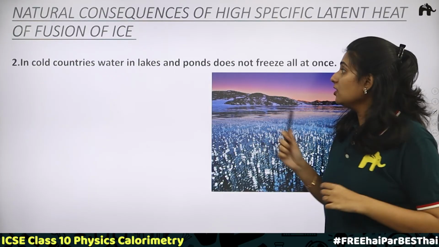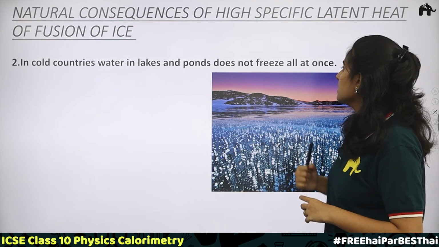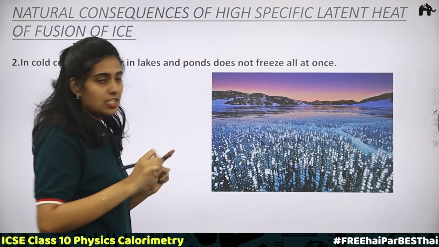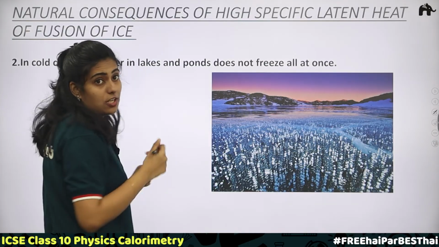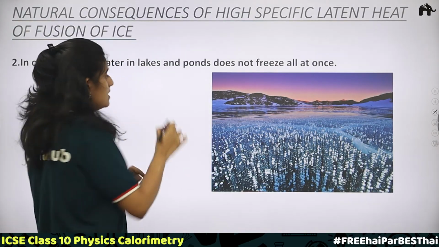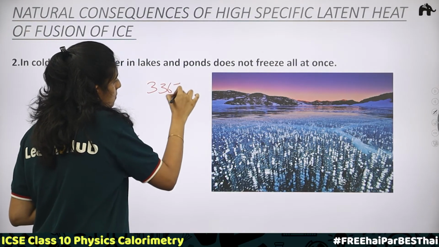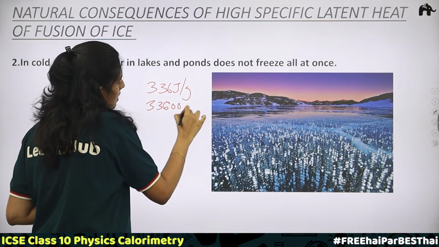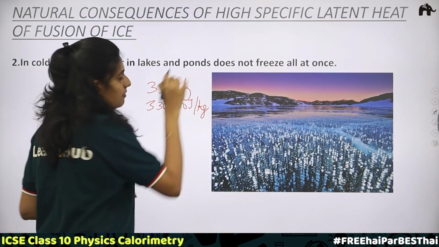Second, in cold countries, water in lakes and ponds does not freeze all at once. So here again, we know that the specific latent heat of fusion and of freezing of ice is 336 joule per gram or 336,000 joule per kilogram, which is a very high value.